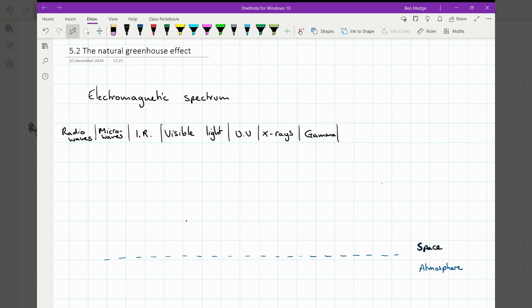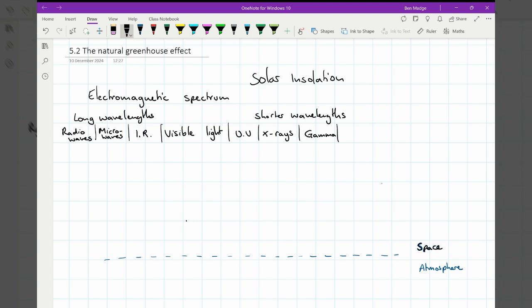Okay, hello. So 5.2, the natural greenhouse effect. To start with, we need to look at our solar insolation that is reaching the surface of our atmosphere. So we have an electromagnetic spectrum, which is made up of long wavelengths, things like radio waves, microwaves, infrared, and then we have shorter wavelengths, things like UV, X-rays, and gamma rays.